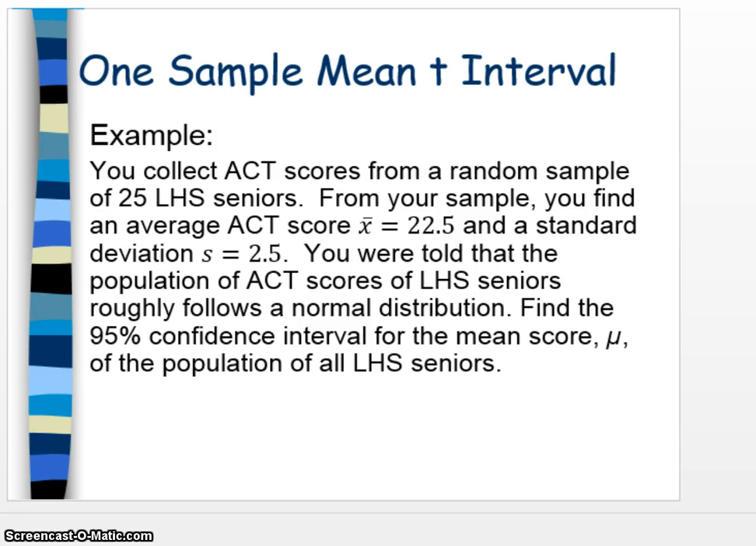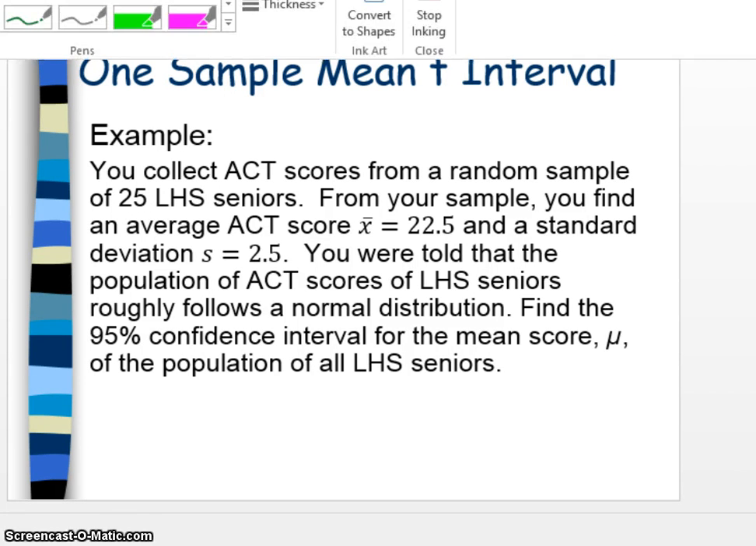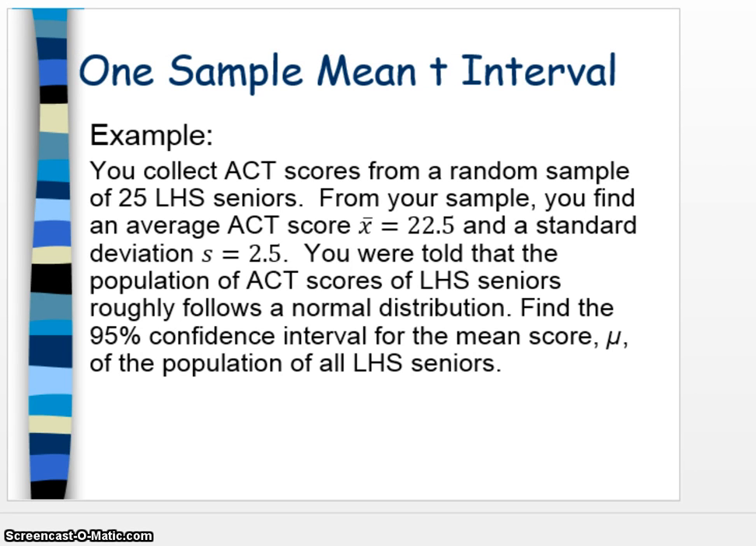All right, AP Stats, today we're going to look at the one sample mean T interval. Notice that is a T and not a Z, and we'll learn about that right now in this video. So, first you collect ACT scores from a random sample of 25 LHS seniors. So n is going to be 25.